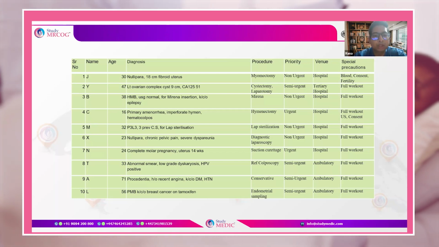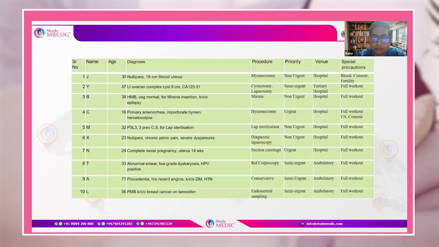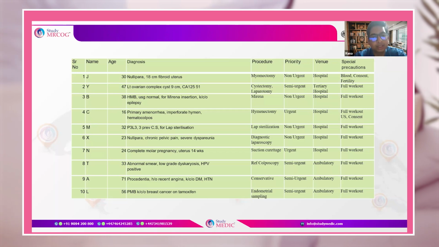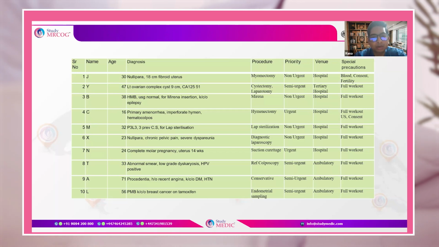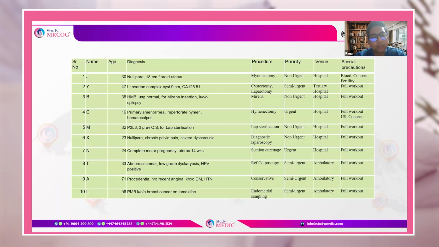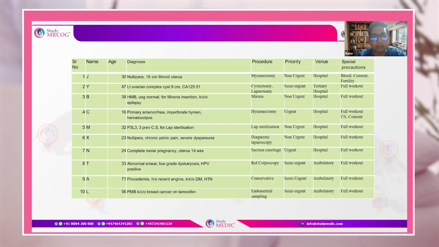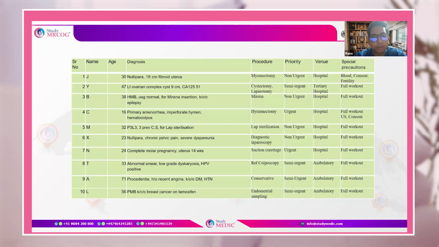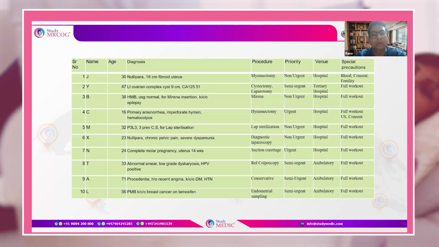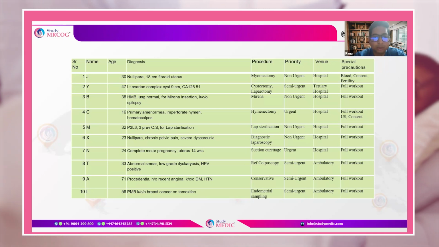Next one is a complete molar pregnancy at 18 weeks. Of course, molar pregnancy usually presents with bleeding and it's an urgent case, and you need to do a suction curettage on an urgent basis. Molar pregnancy always needs inpatient management, which is always preferred, and don't forget to register with a GTD center for a molar pregnancy.